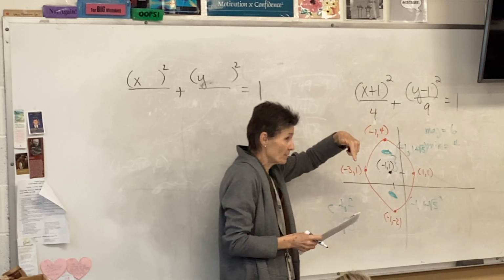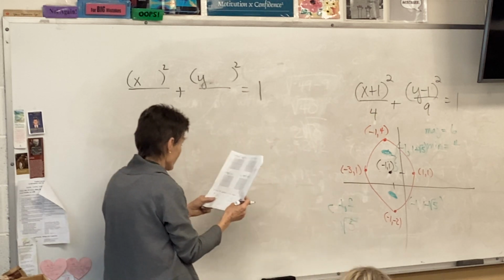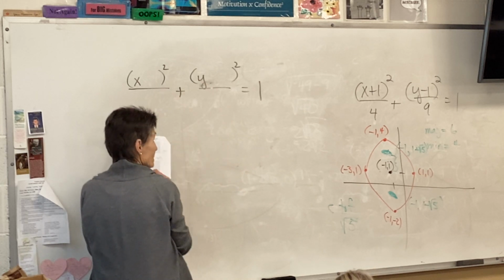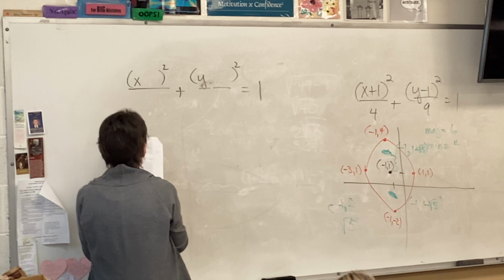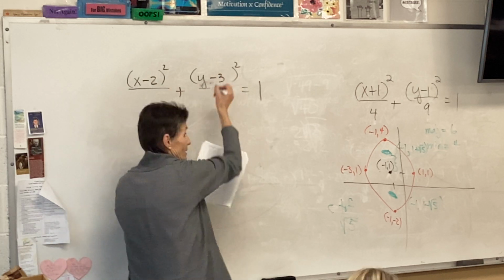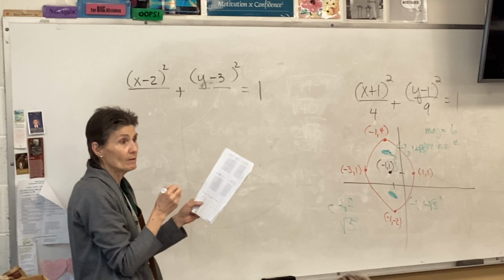But now we got to fill in the numbers, right? So let's look at our picture. Can we tell what goes in the parentheses? +2, -2, -3, right? Does my center go in there?